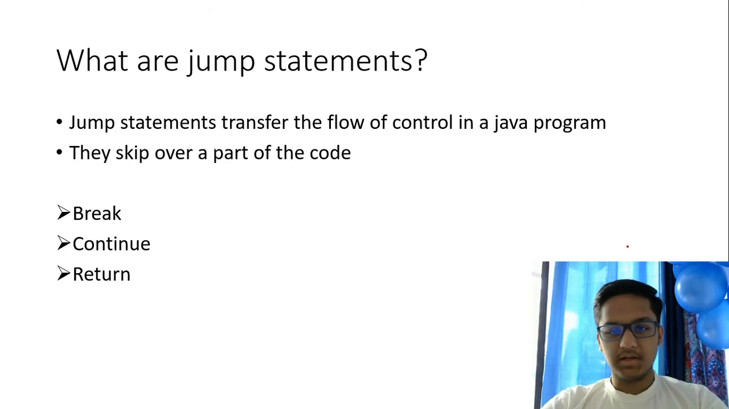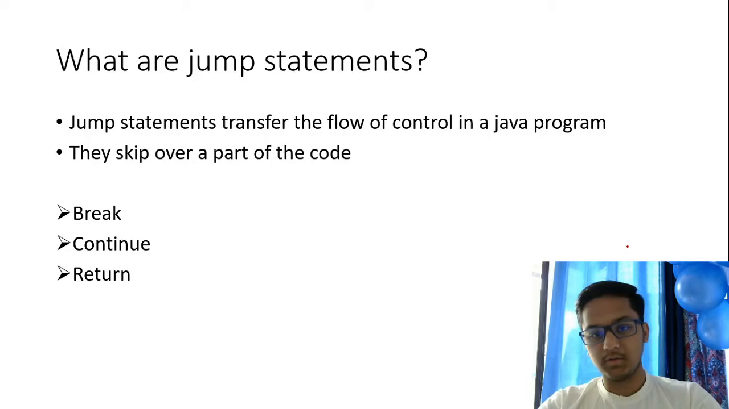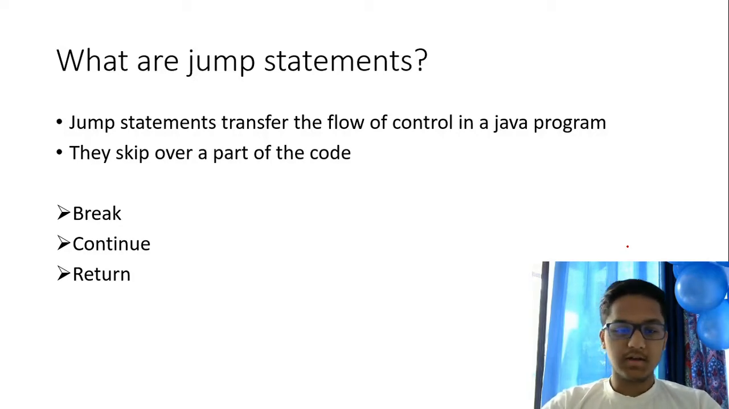So, what are jump statements? Jump statements are statements in Java, basically keywords that are used to transfer the flow of control in a Java program. If they're encountered during the execution of a program, they transfer the control from one part of the code to another part of the code. It can be after the code or before the code. This might result in the jump statements causing us to skip over a part of the code, and this is very useful in various cases.